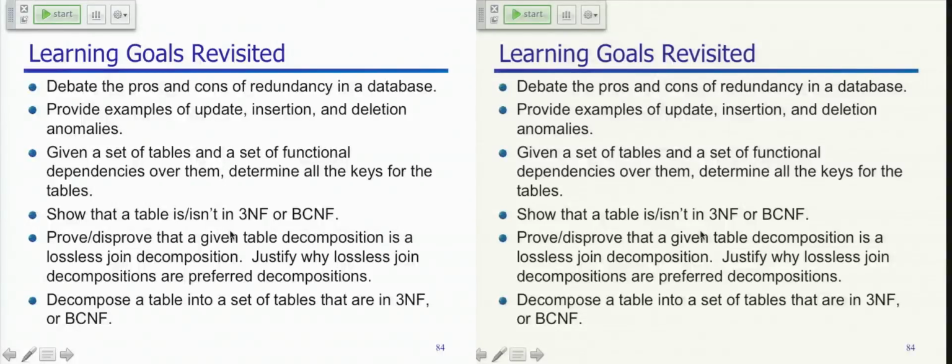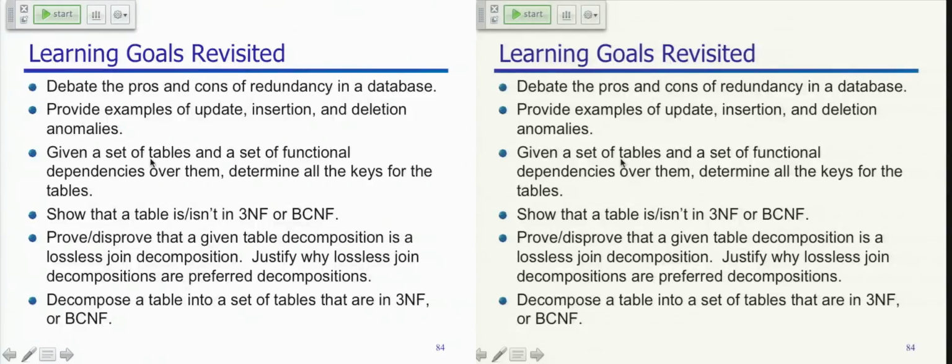The learning goals that you should make sure you know for this chapter, chapter 19, are: debate the pros and cons of redundancy in a database. Now you know some of the pros of redundancy, because up to now we always said we don't want redundancy, let's get rid of redundancy. But sometimes we actually introduce it back in because of 3NF.